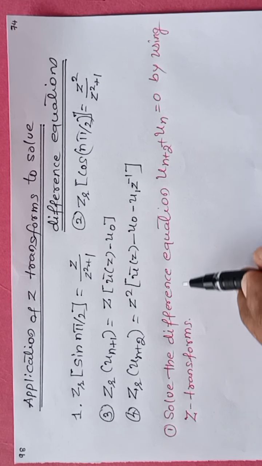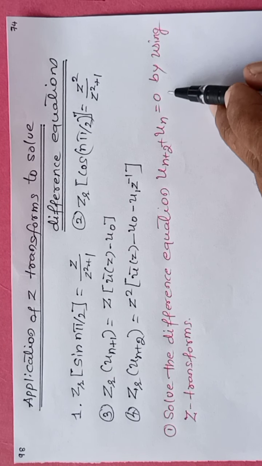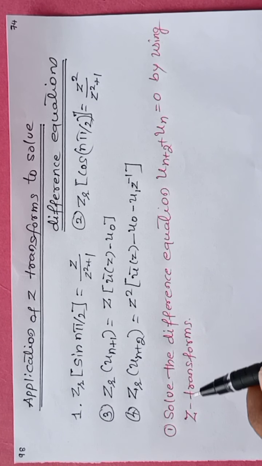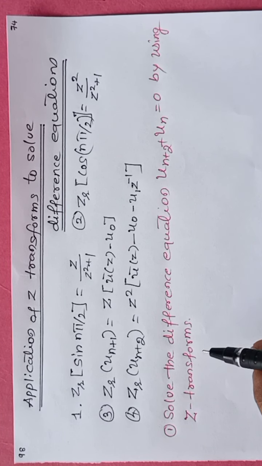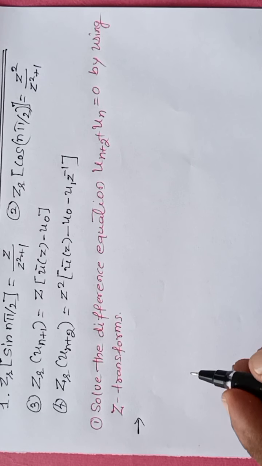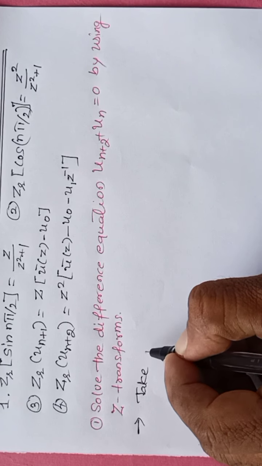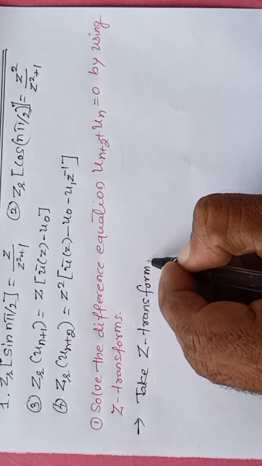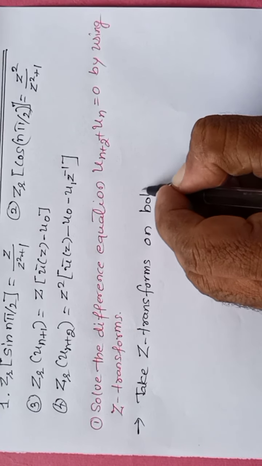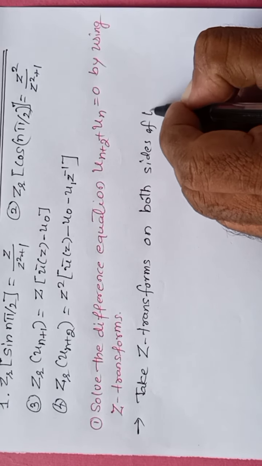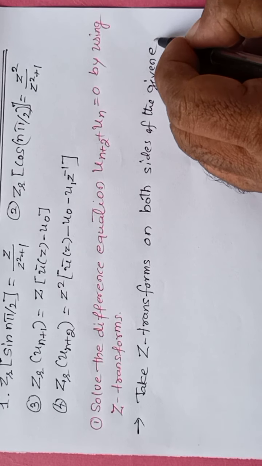So here one problem is: solve the difference equation u(n+2) plus u(n) is equal to 0 by using Z transform. So by using Z transform, it is not inverse, it is simply Z transform. So what we have to do? First, to solve this problem, take Z transform on both sides of the given equation.